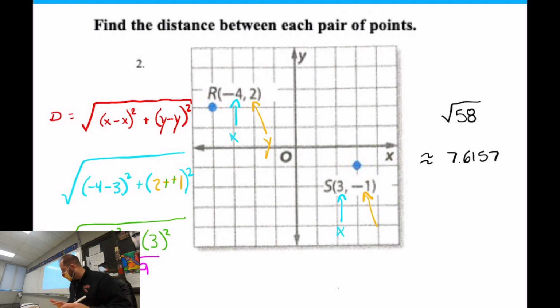7.6157. So it's about 4 decimal places, 5 if I go even further. Does that make sense? The reason I want 4 or 5 decimal places is so you cannot possibly just guess. There's no way you're guessing. You have to be super exact, so you have to know how to use this. You have to show me without a doubt you understand how to use the technology in front of you.